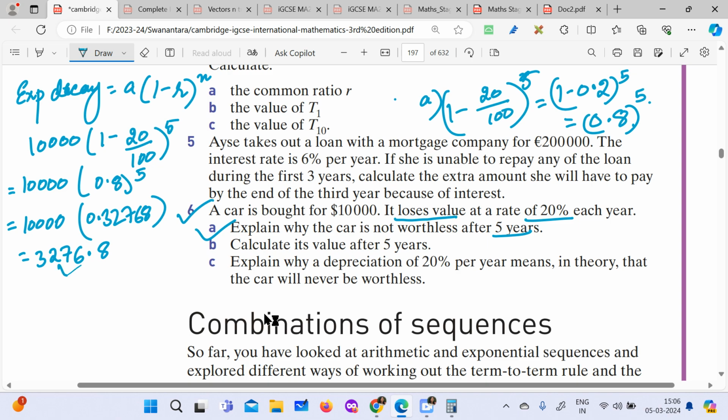Now, so this is done. Explain why a depreciation of 20% per year means in theory that the car will never be worthless. Of course, it is depreciating at the rate of 20% per year, but every year it will be like this: 0.8 to the power of n. So this is the rate at which the value of the car is reducing. So it will never be worthless.